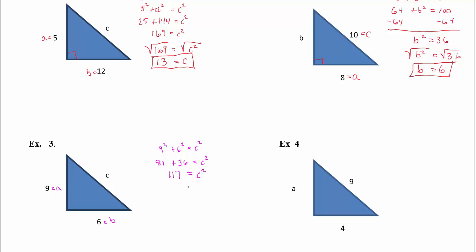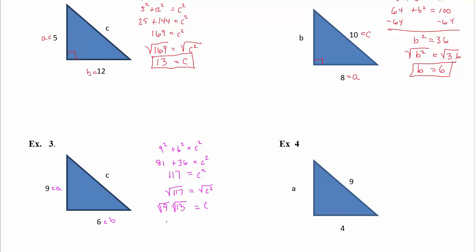equals C squared. If we take the square root of both sides, the square root of 117 equals the square root of C squared. That means that C equals the square root of 117, which is not a perfect square. But from previous sections, we want to look to see if we can split this apart. Are there any factors of 117 that are perfect squares? Yes. 117 is really 9 times 13. We just have to remember that it's the square root of 9 times the square root of 13 gives you the square root of 117.